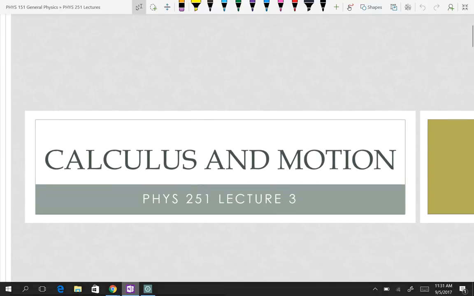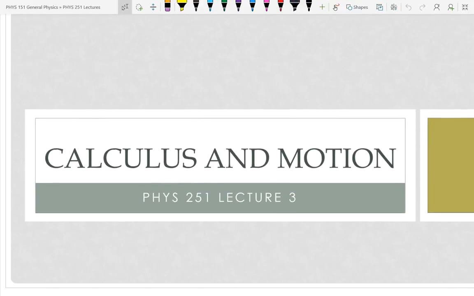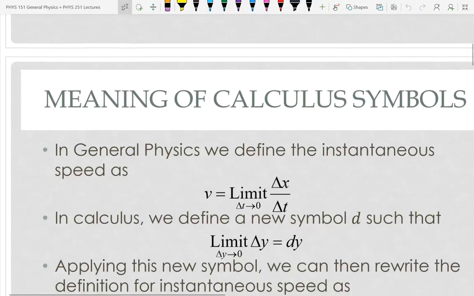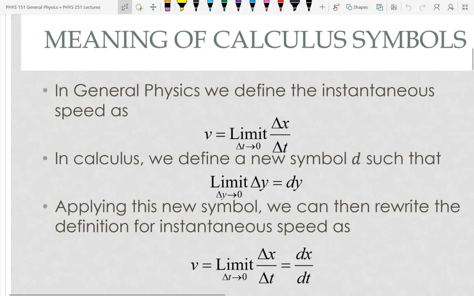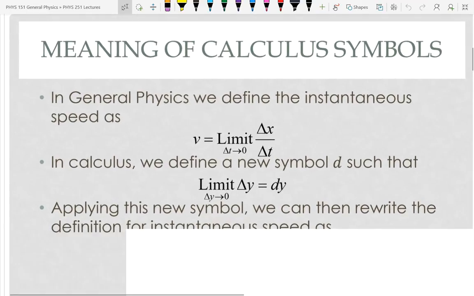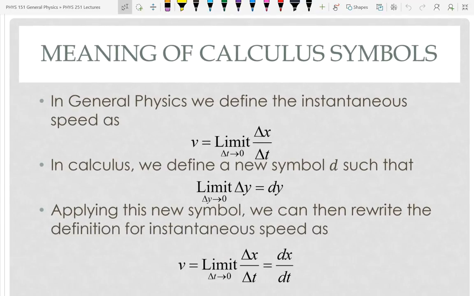Okay, so today we're going to be looking at calculus in motion. We're going to do some examples of the kind of problem that we can't do in general physics because we don't have the math for it. So first I have just a couple slides on the meaning of calculus symbols, which we've already gone over quite a bit. The definition of velocity is, go ahead.